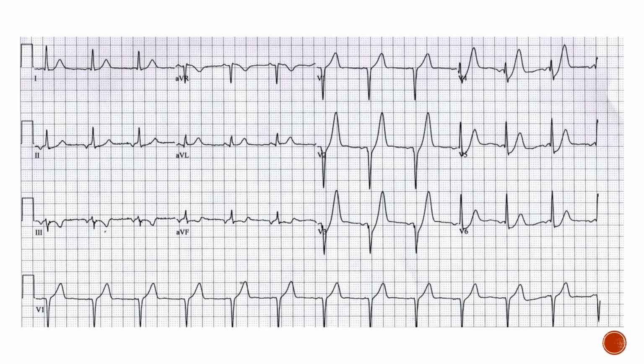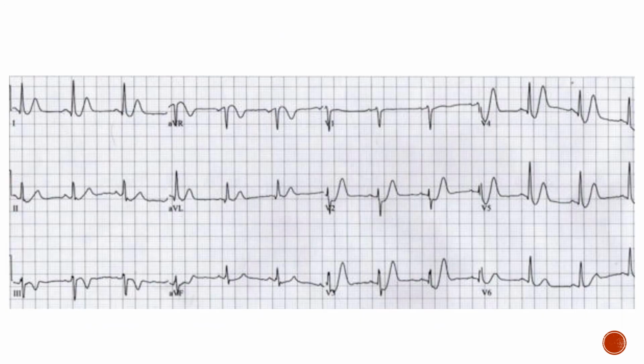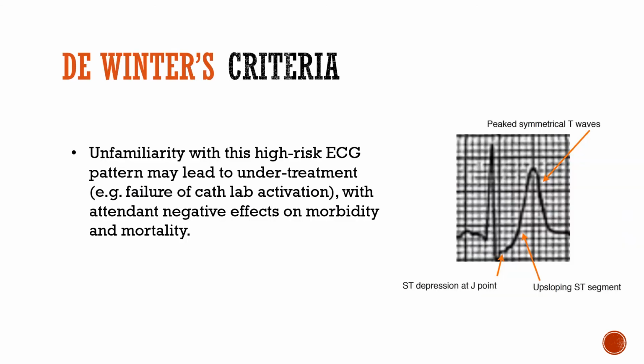Here we can see the characteristic de Winter's pattern on this EKG. We see the depressed J point, the upsloping ST segment, and the upright T waves as well. And here once again, the de Winter's pattern. Now, unfamiliarity with this high-risk EKG pattern may lead to undertreatment with attendant negative effects on morbidity and mortality. So this is an EKG pattern that you definitely do not want to miss.